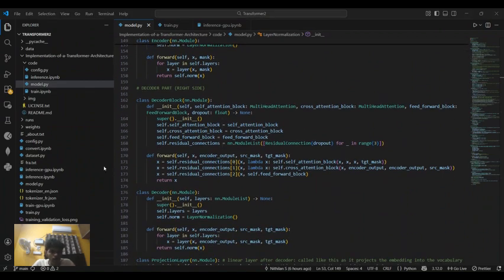Decoder block. The decoder block has masked self attention, cross attention, and feed forward layers. Masked attention ensures predictions depend only on previous target tokens.